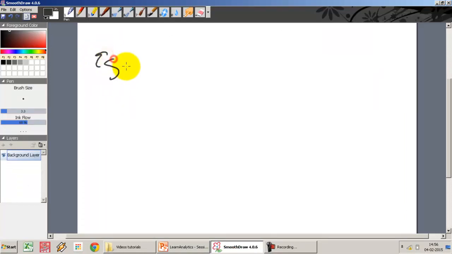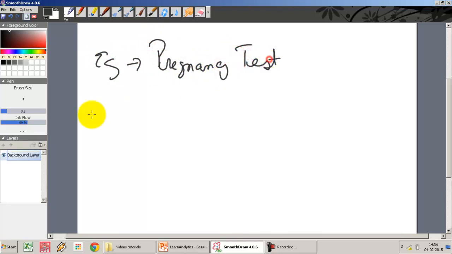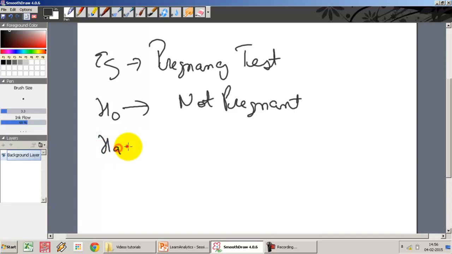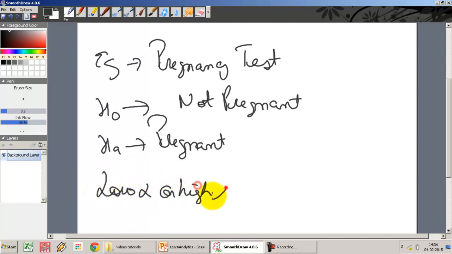Let's say the example is a pregnancy test. H naught is not pregnant and the alternative is pregnant. So should we have a low alpha or a high alpha over here? And remember, alpha is also the probability of committing a type 1 error. So which error is more likely to be harmful? Telling a pregnant person you're not pregnant, or telling a not pregnant person that you're pregnant.